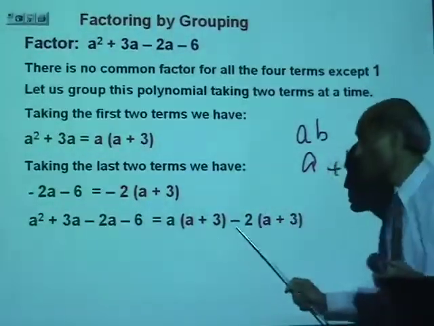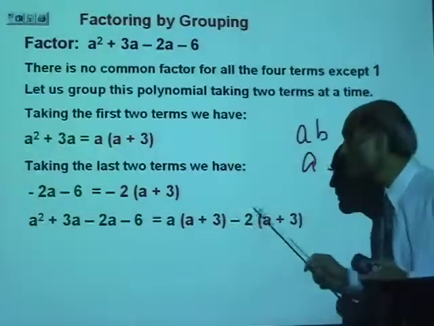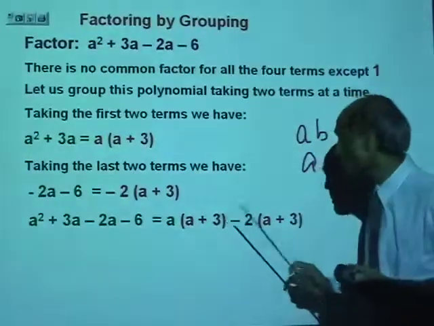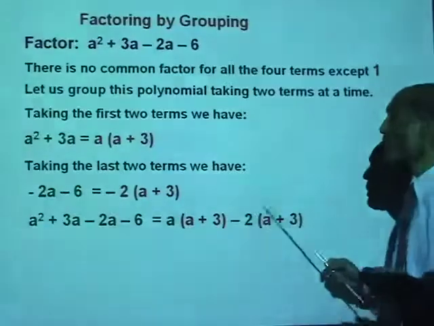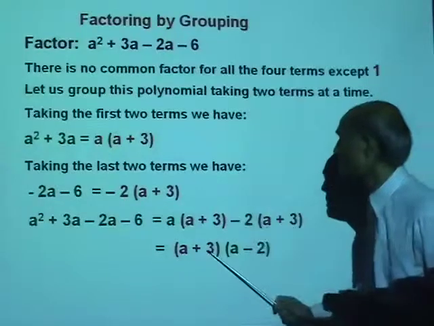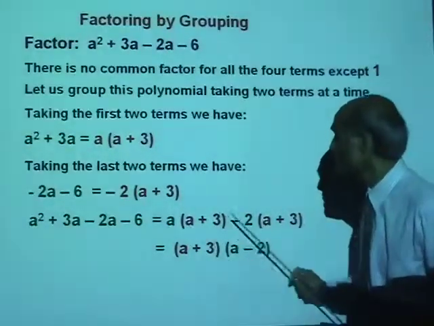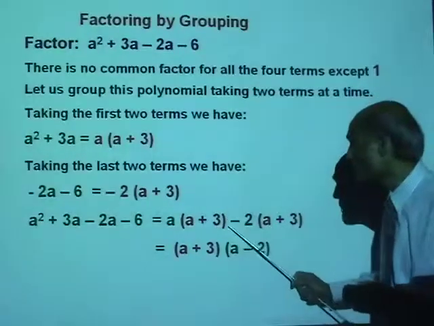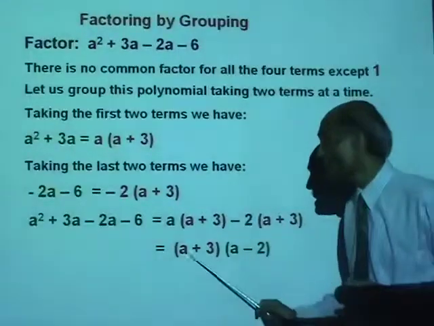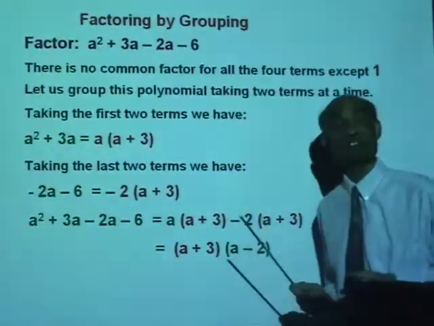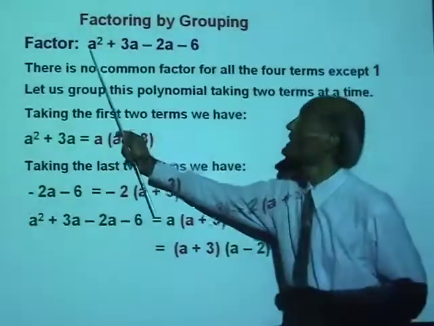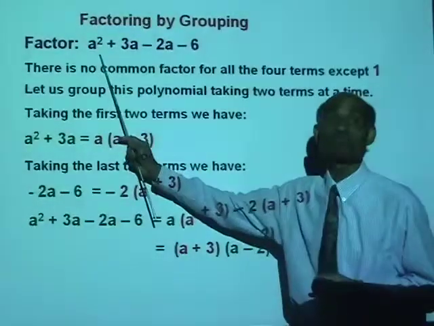We have now two terms, and there is a common factor in those two terms. What is the common factor? The common factor is a plus 3. So we factor out a plus 3. When a plus 3 is factored out, what is left in the first term is positive a, and what is left in the second term is minus 2. So that gets factored as a plus 3 times a minus 2. A very, very convenient way to factor algebraic expressions like this.